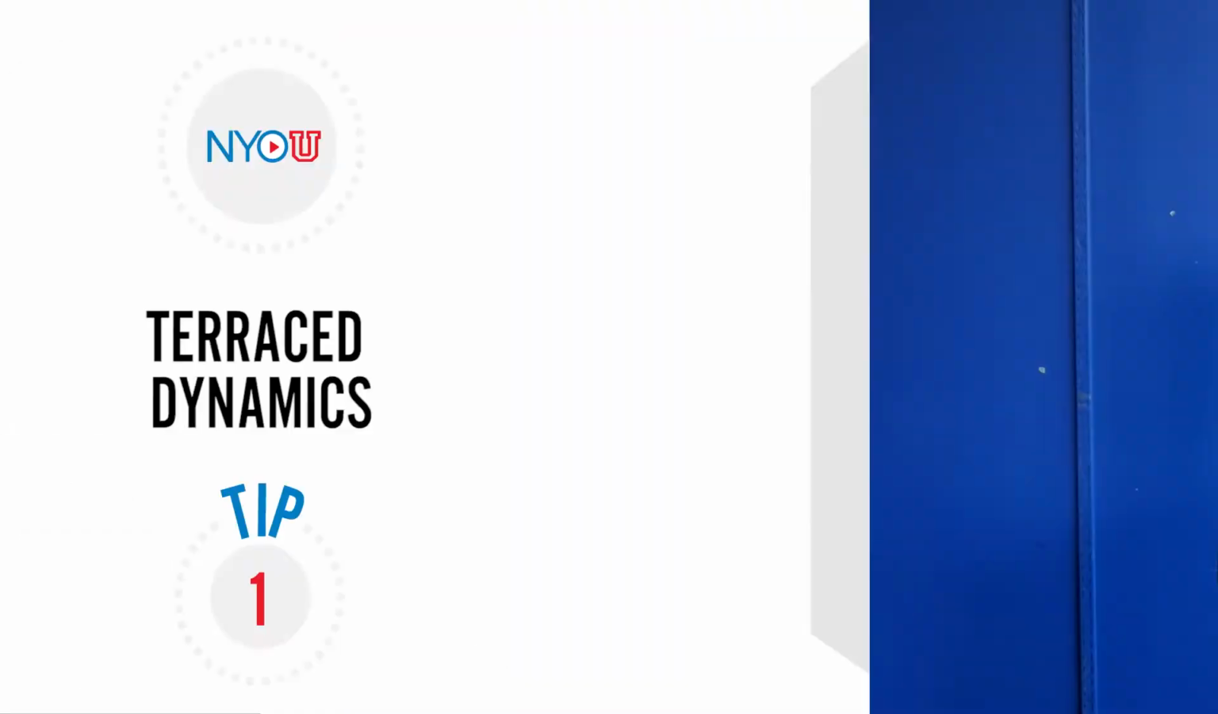Tip number 1, terrace dynamics. Like in any time period, dynamics are what make a piece of music interesting and exciting. However, dynamics are especially important in Baroque music because of the way that they are used. Instead of crescendoing and decrescendoing, try making jumps between piano and forte.